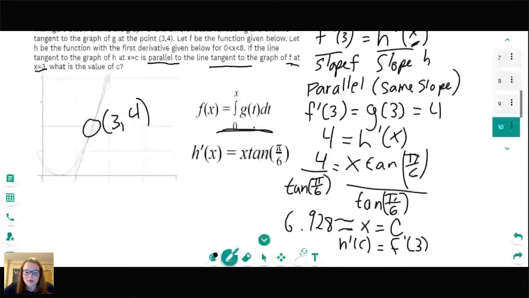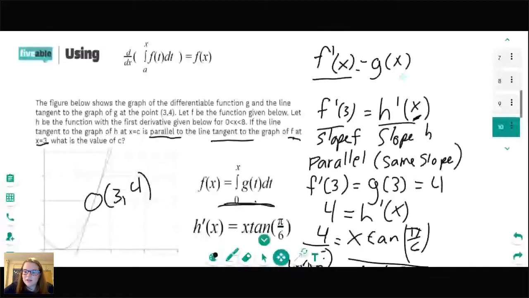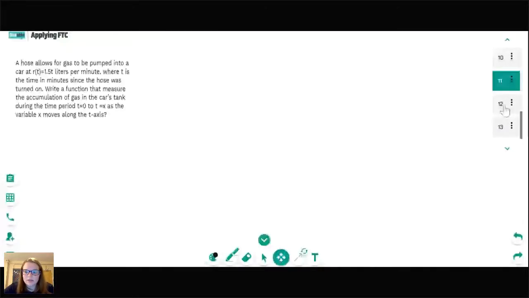Use the fundamental theorem at the beginning, and then from there we just got a lot of algebra to do and some interpretation. Okay, let's go on to our next problem here. 11. Is that the next problem? Make sure I didn't skip one yet. Okay, awesome.